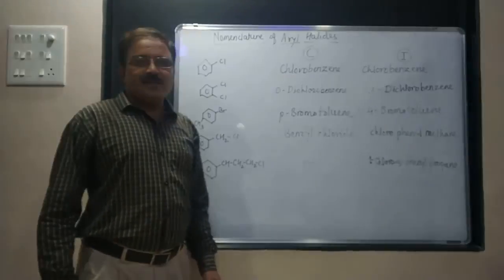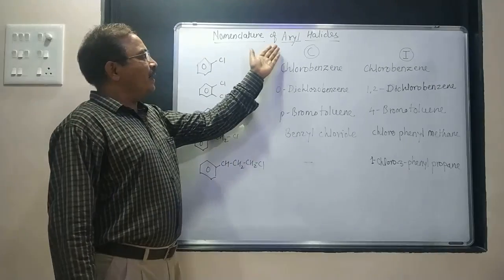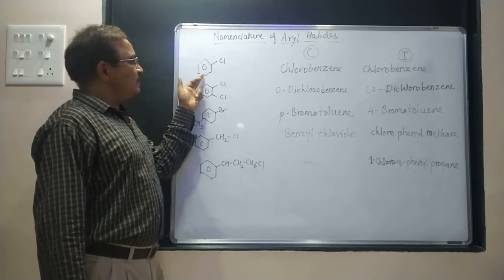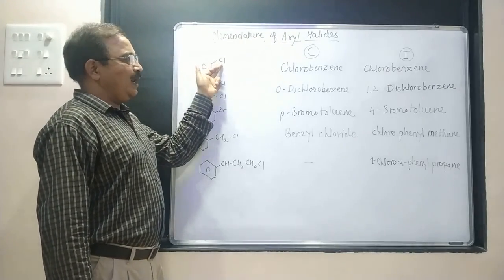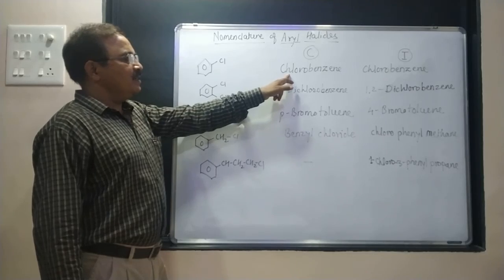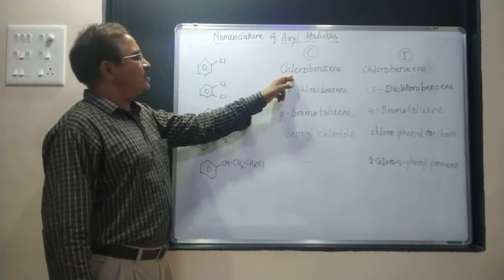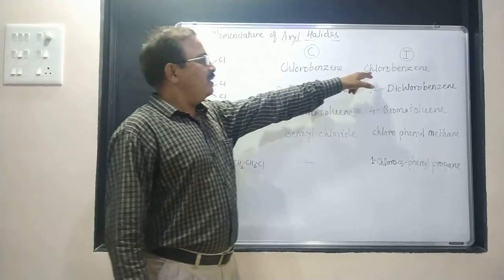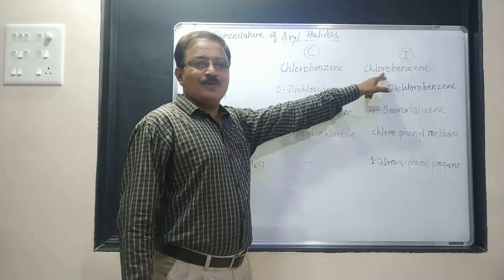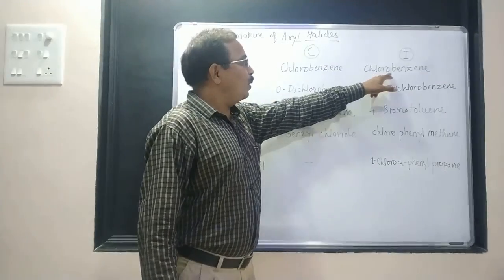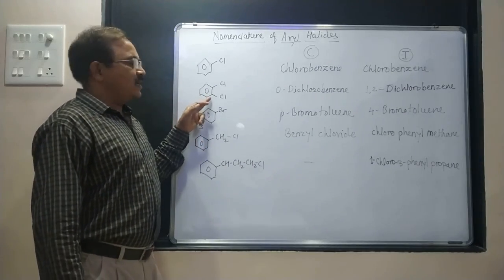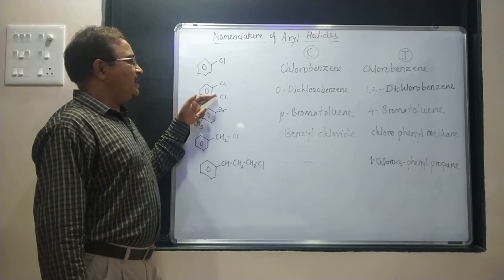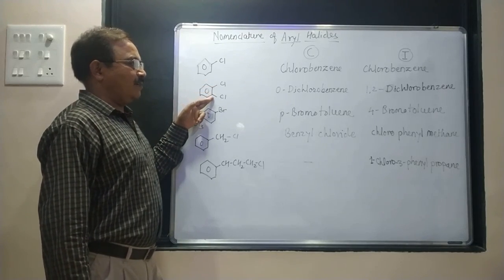Next point, let us study here. That is nomenclature of aryl halides. The first compound we will take here. A benzene ring is there and a halogen. According to the common nomenclature system, the name will be chlorobenzene. Again, in the IUPAC system also, the same name can be applied. Chlorobenzene.